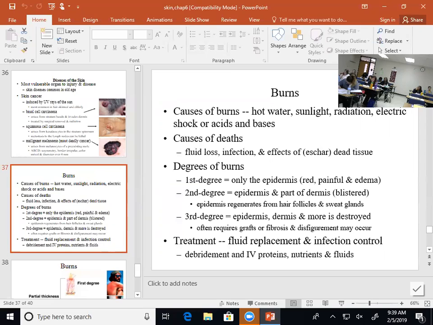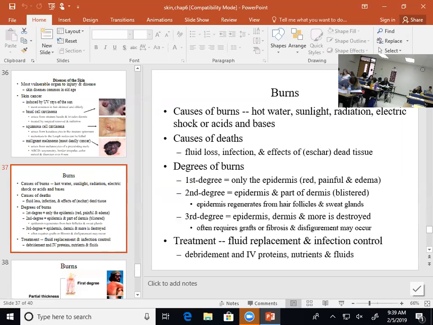All right, so burns are very different causes. You know, y'all know this. Y'all know different causes. Certainly hot water or liquid, sunlight, radiation, electric shock, acids, bases. So any of those things can.